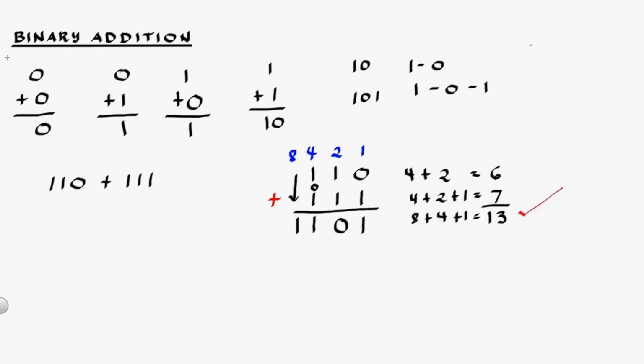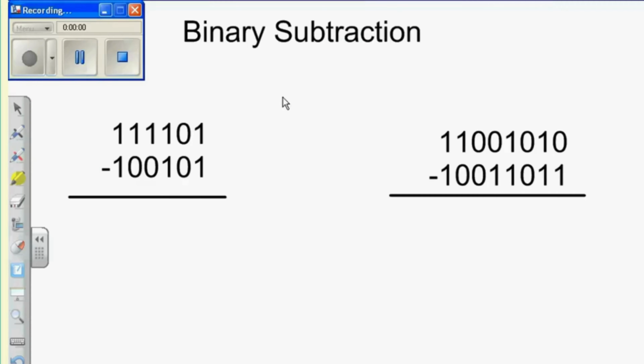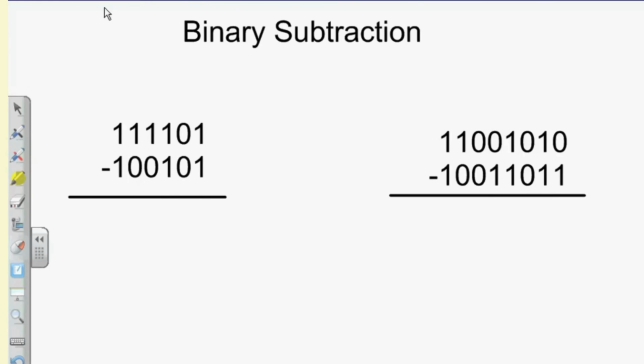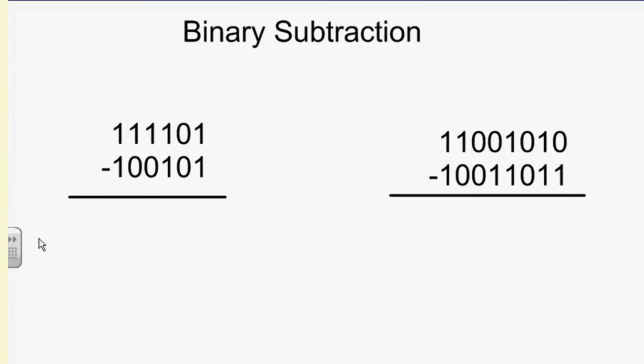Now let's take a look at binary subtraction. Since we have covered binary addition, we also want to go over binary subtraction. And binary subtraction works the same way that subtraction works in our decimal number system, or the numbers that we use in everyday life. We're going to subtract from the number above, and if we can't, we're going to have to borrow from the column to the left.